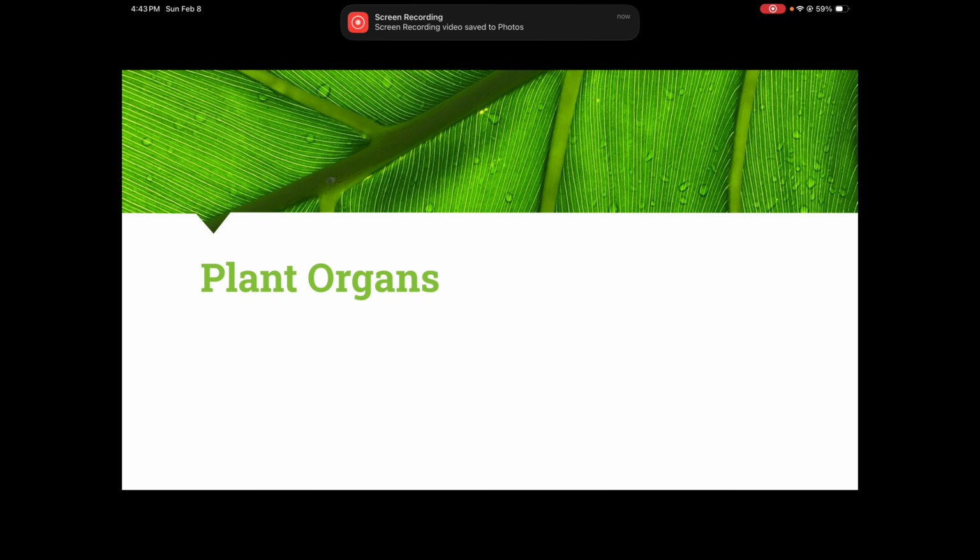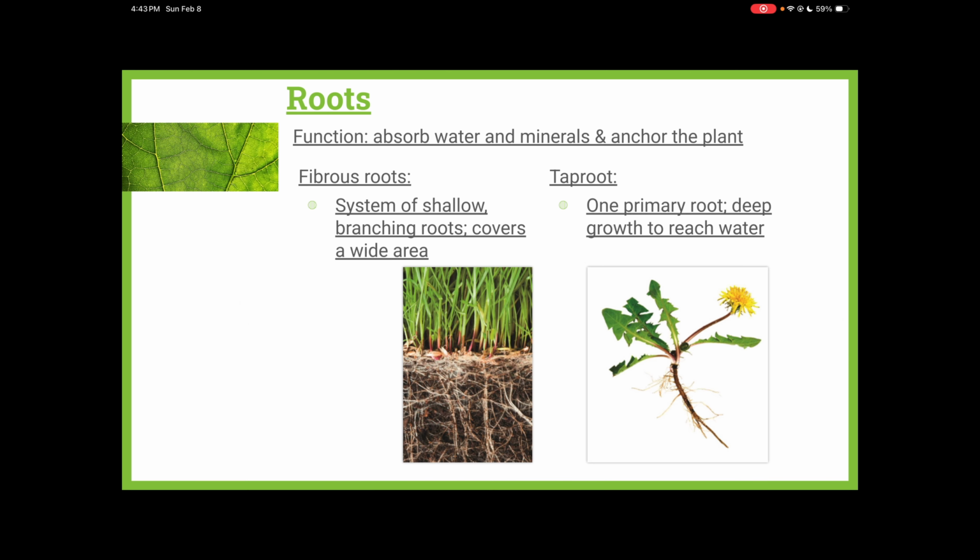Okay, we talked about systems, we talked about tissues, and now we're talking about plant organs a little bit more specifically. Look, there's a lot of vocabulary here. It doesn't seem like a lot, but you should be studying your flashcards and you should be studying your notes every day. Okay, roots. Their function is to absorb water and minerals and to anchor the plant in place.